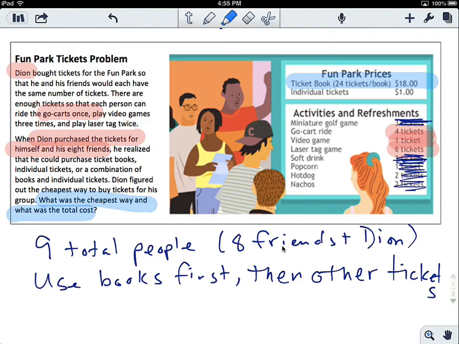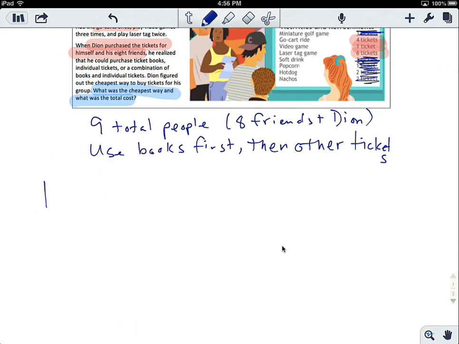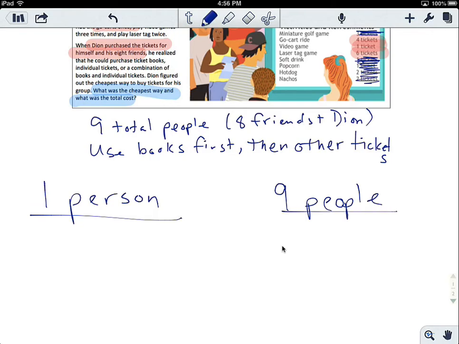So our plan is just to dig in, add up the tickets, see how much it takes, and then see how many books we can get before we have to start buying individual tickets. The way I'm thinking about doing this is I need to figure out how many tickets it's going to take one person to do all these things, and then I can multiply that by 9 and figure out total tickets, and from there, figure out how I'm going to buy those tickets. So it seems like we're definitely going to have to keep some kind of organized list in these calculations. Cool. So let's start just where you said.